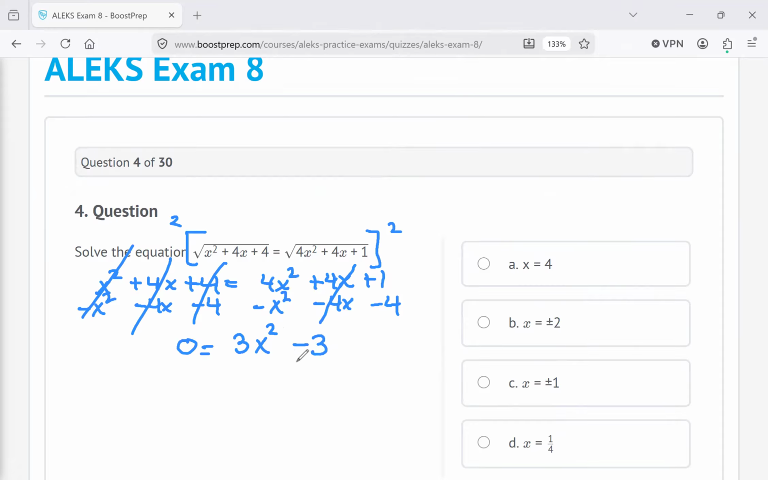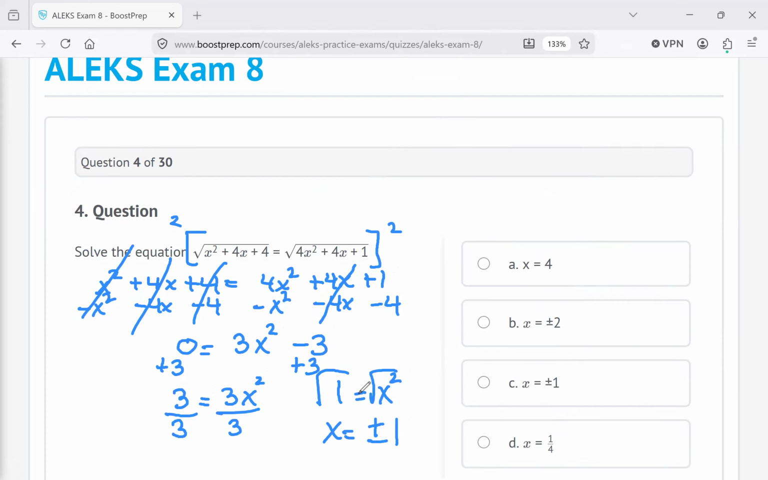Then to solve for x, you're going to add 3 to both sides. You get 3 equals 3x squared. You get 1 equals x squared. Take the square root of both sides, you get x equals plus or minus 1, because when you take the square root, you get 2 roots, right? So it's C.